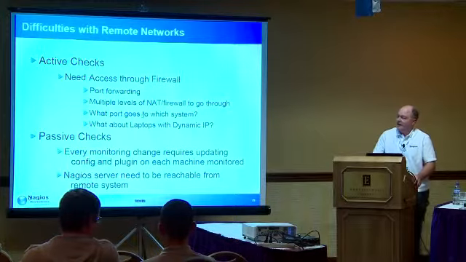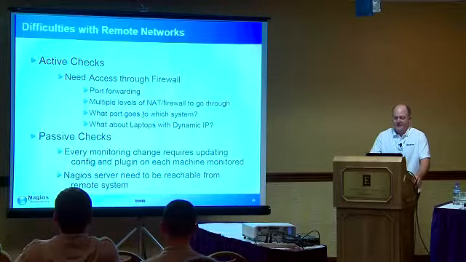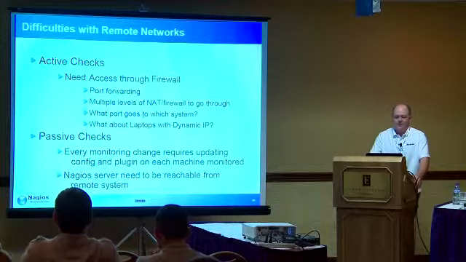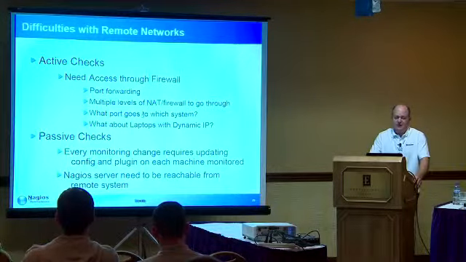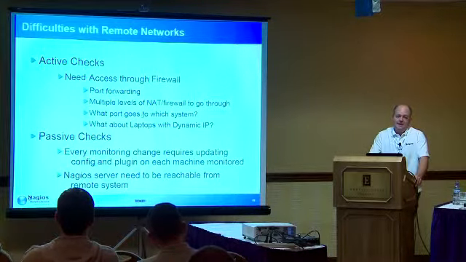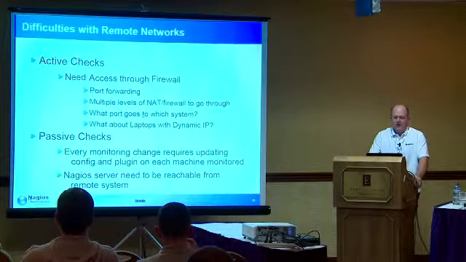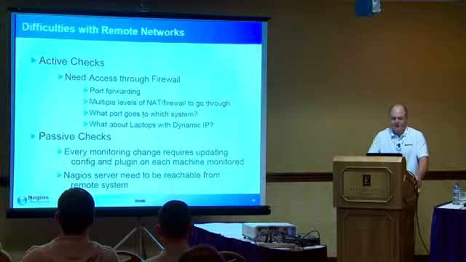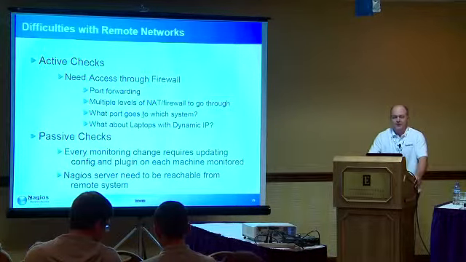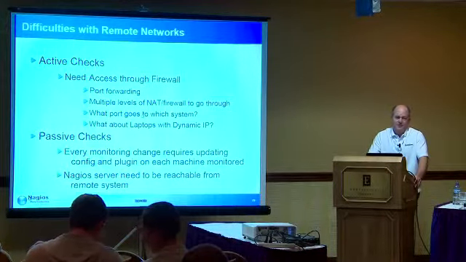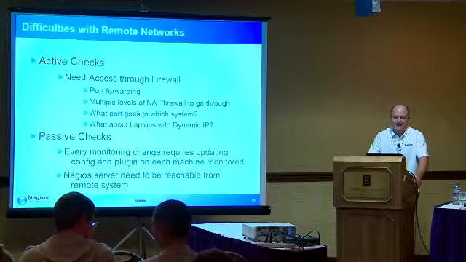So we'll first talk about some of the differences with monitoring remote networks using active checks or passive checks. With active checks, there's challenges getting through firewalls. If you're monitoring a remote network, a single machine is obviously really easy. You can just map the specific port that you need to access through to the machine you want to monitor. However, doing active checks for many machines on remote networks presents a lot of challenges.